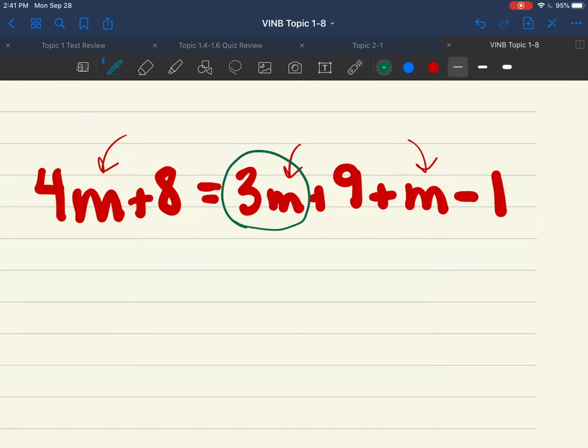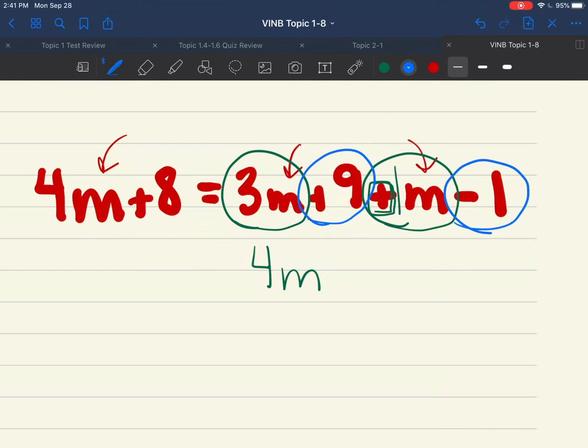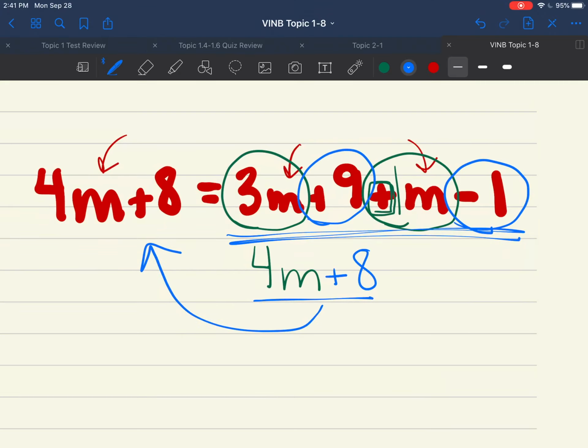So, for example, in this problem, 3m and m we can combine, and that's really a 1m. And I see this plus sign here tells us we're adding. 3m plus 1m is 4m. And then we also can combine the 9 and the minus 1. So 9 minus 1 is a positive 8, okay? So by combining like terms for this problem, we got what this expression is.